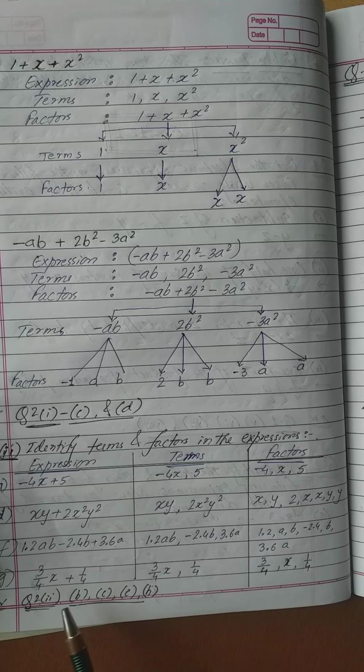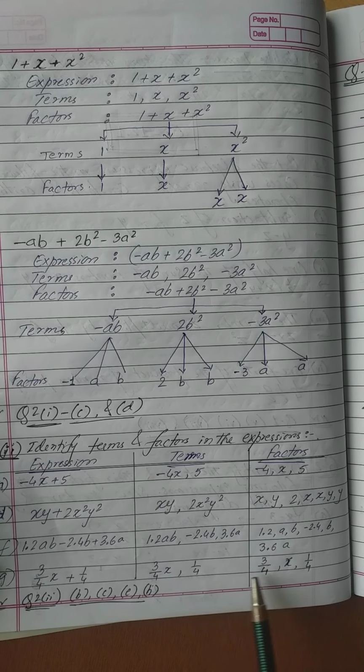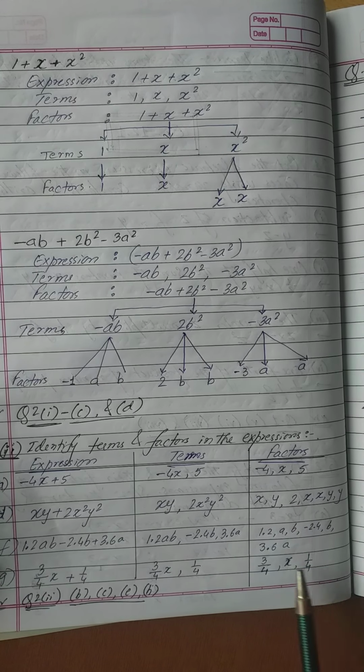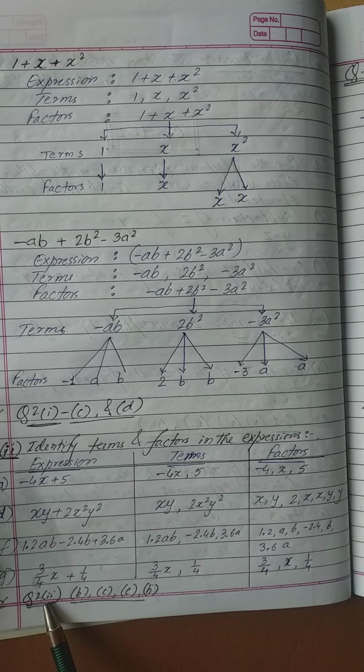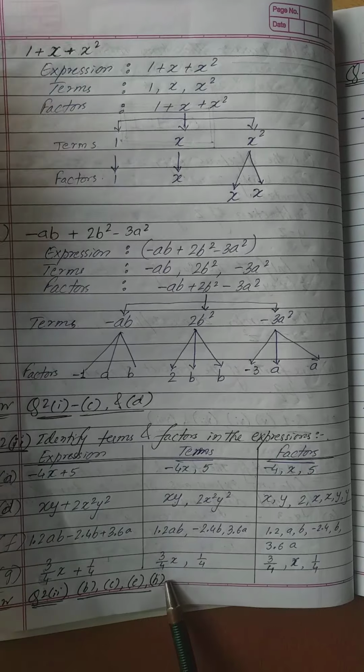Sum number G, 3 upon 4x plus 1 upon 4. So the terms will be 3 upon 4x and 1 upon 4. Accordingly the factors will be 3 upon 4, x and 1 upon 4. Question number 2, part 2, sum number B, C, E and H will be your homework. You have to solve accordingly. Now question number 3.